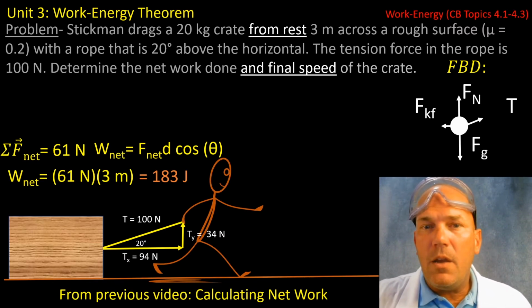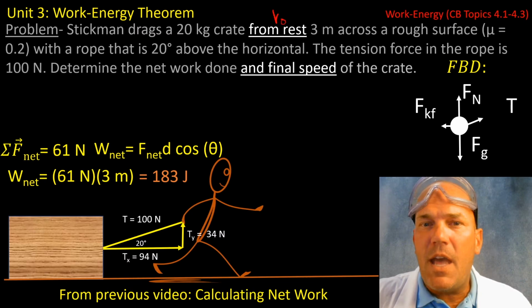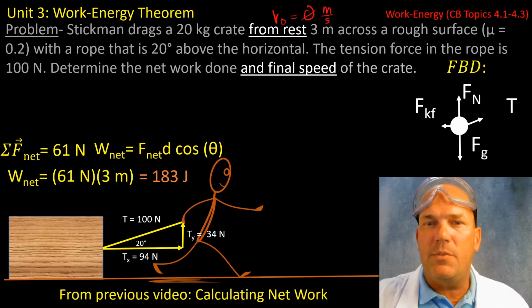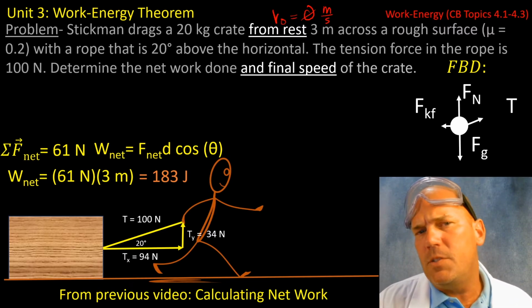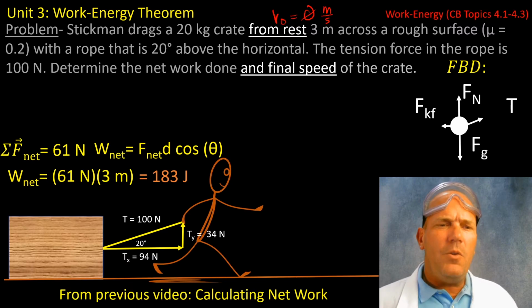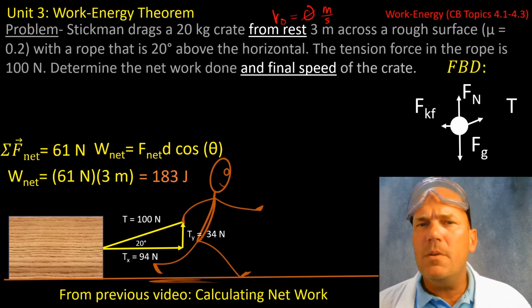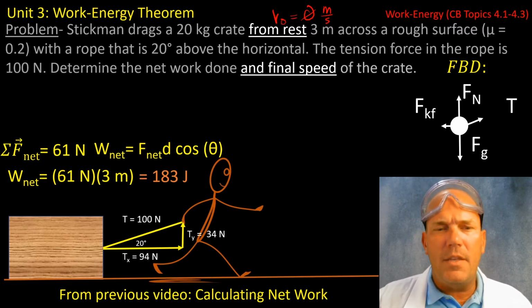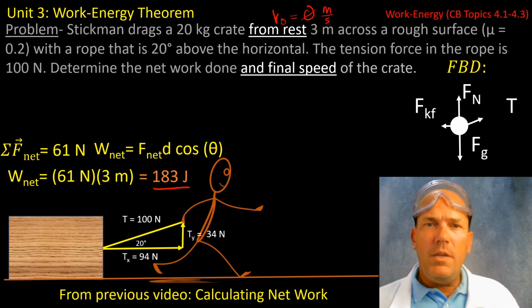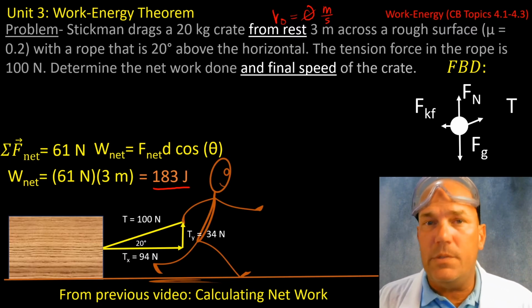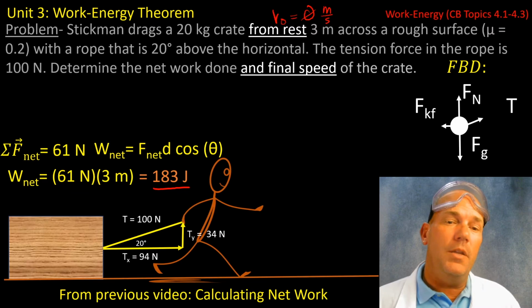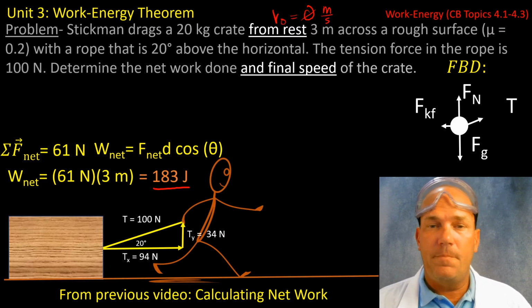So we know that our initial velocity, v naught, is equal to 0 meters per second because that's what at rest means. And we now know we're trying to find the final speed. Well, in this video, we did a number of calculations to find the net work equal to 183 joules. That's a positive 183 joules.